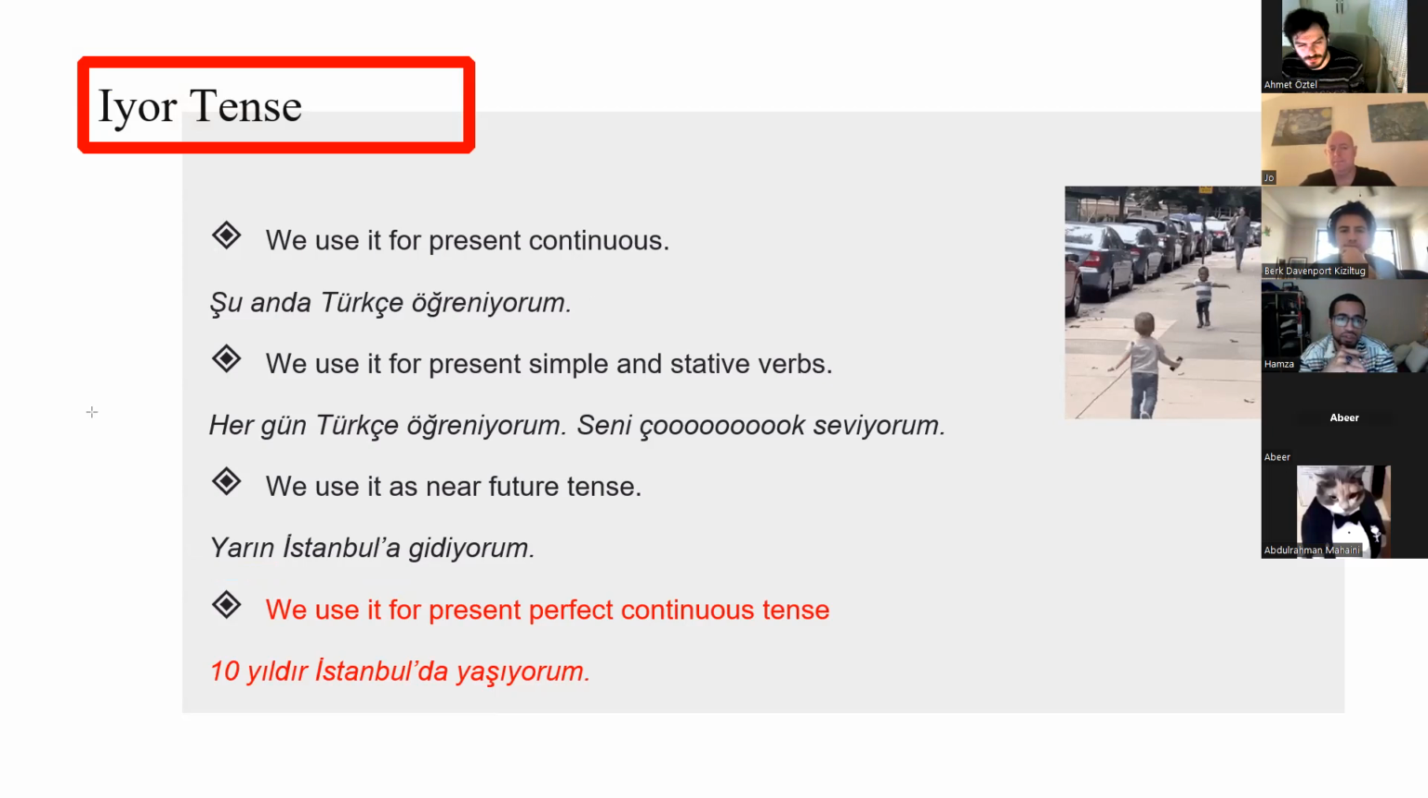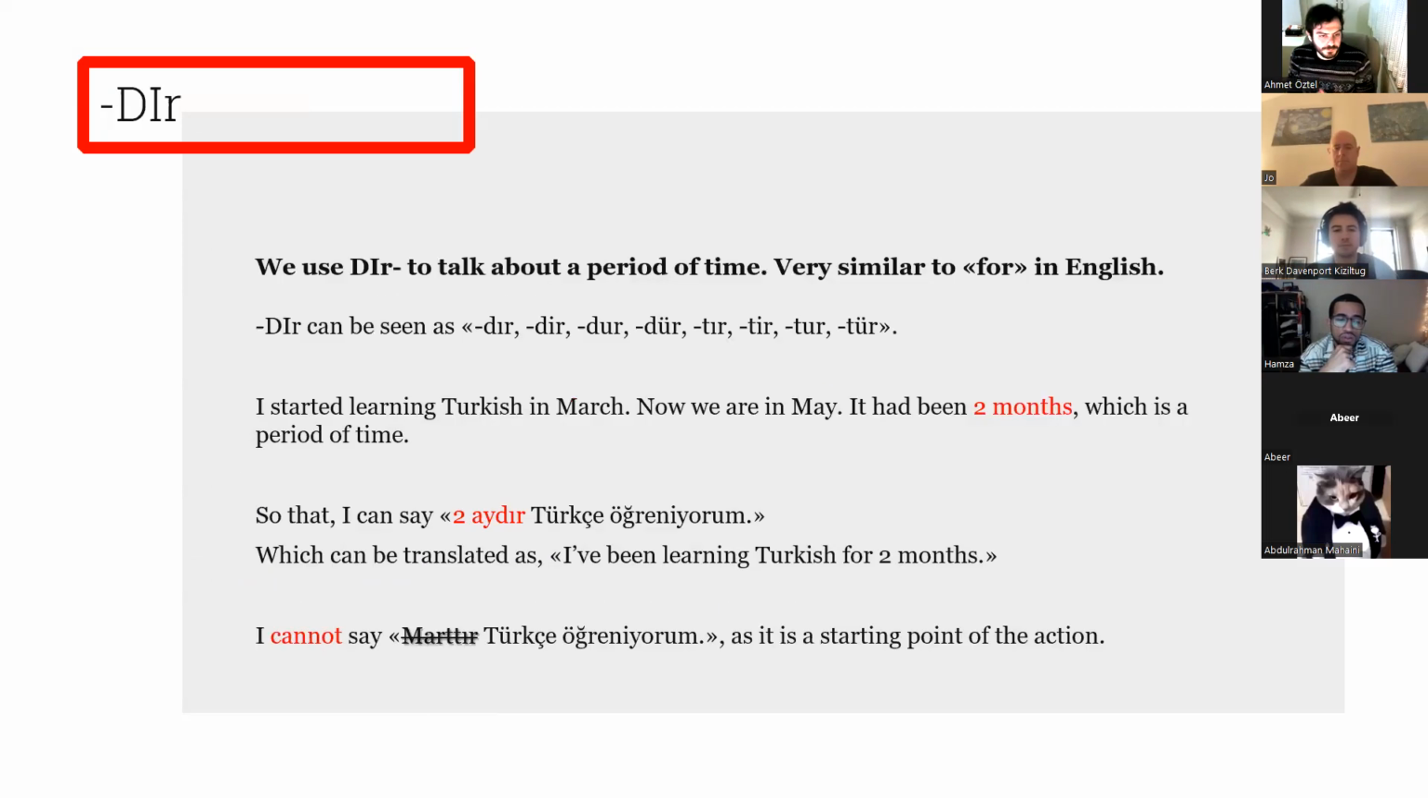And then the last thing: in English it's called present perfect continuous tense. When I have to talk about an action that has been going on for a long time, I also use this -yor tense. And as you can see, I already have one example that has dir in it. 10 yıldır İstanbul'da yaşıyorum. So let's talk about dir.